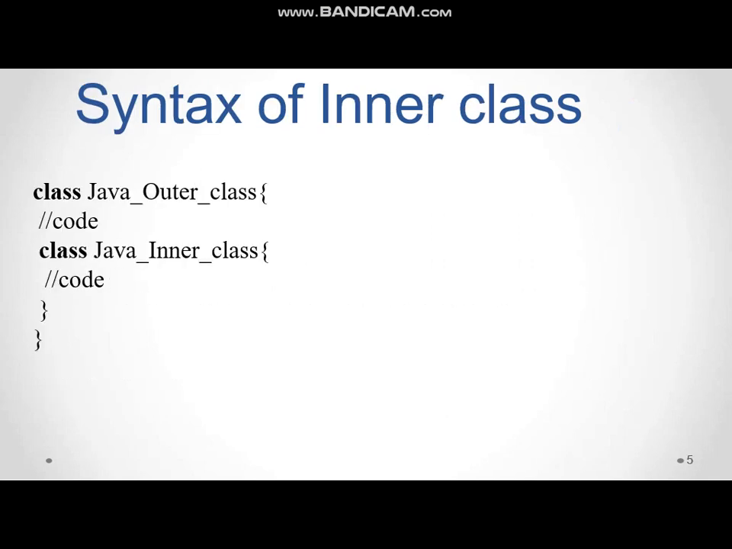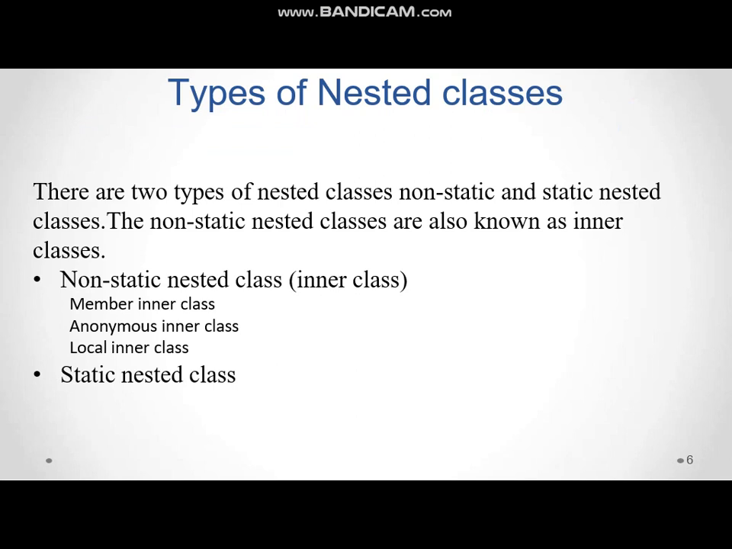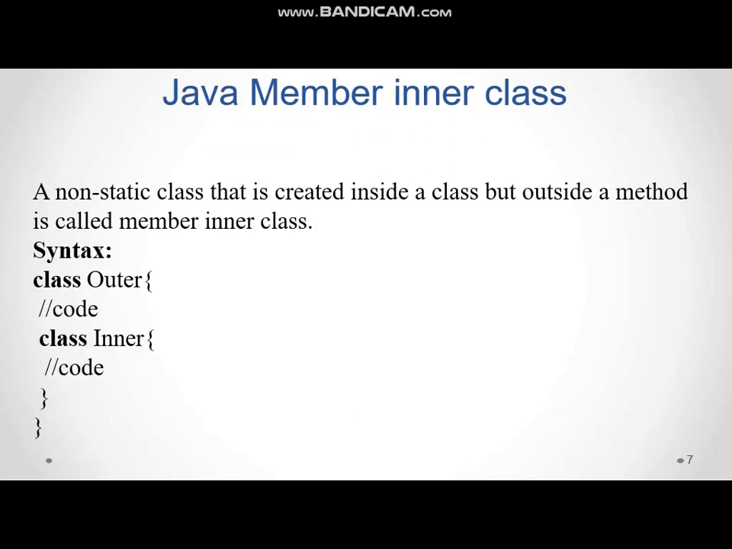The syntax of the inner class: a Java class for the outer class with its code, and a Java class for the inner class with its code. There are two types of nested classes: non-static nested classes and static nested classes. These are the members of the inner classes. A non-static class that is created inside a class but outside a method is called a member inner class.